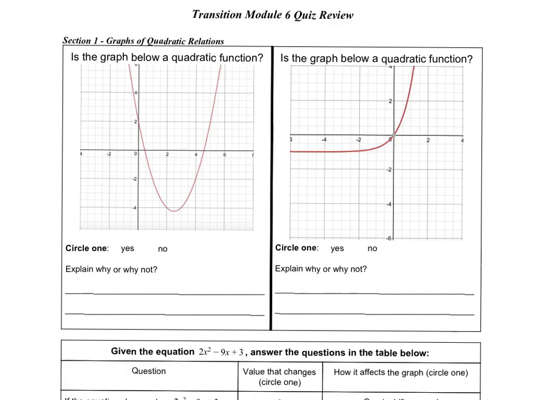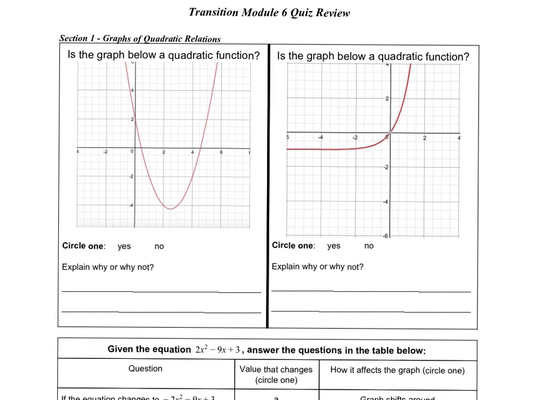So I'm going to review the concepts from the first 3 sections from Module 6 for your quiz. In Section 1, we talked about graphs of quadratic relations, determining whether or not something was a quadratic, and then how A, B, and C affected the graph. In our first picture, we want to know, is the graph a quadratic? And the answer is yes.